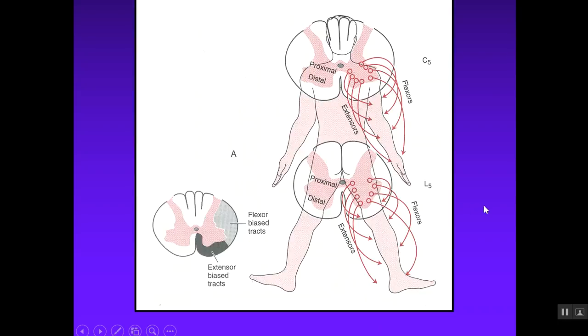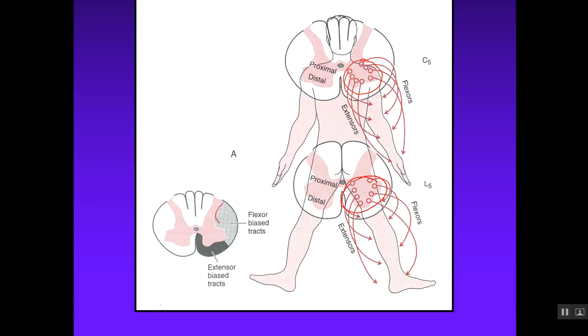This is just showing you the same thing, a similar representation in the cervical spine, proximal to distal, flexors and extensors, showing where those anterior horn cells tend to sit when they go to supply those muscle groups. Same thing with the lower extremity, it works the same way.